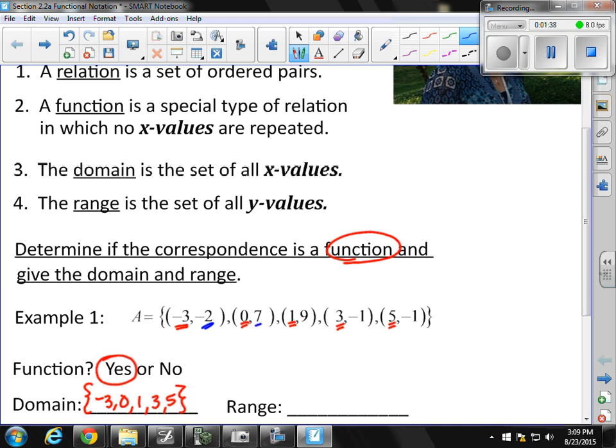The range is the set of all y values. So I'm going to underline in blue all of my y values here. Now I notice I have two y values that are the same. I don't have to write it down twice. Any repeated value I only write down once. So I have -2, 7, 9, and -1 for my range.